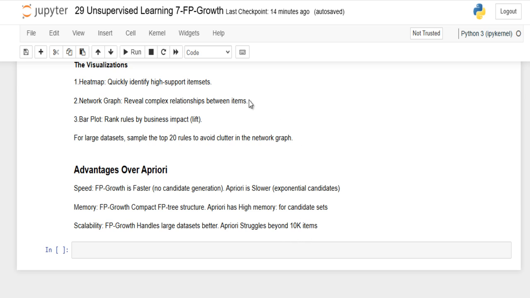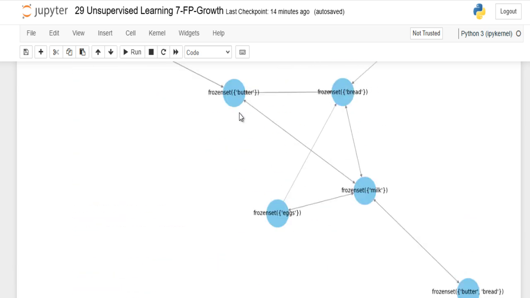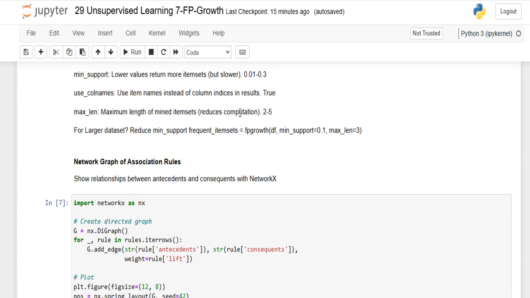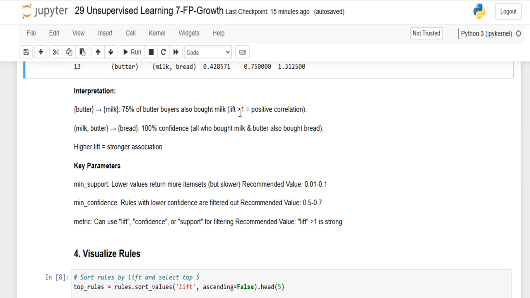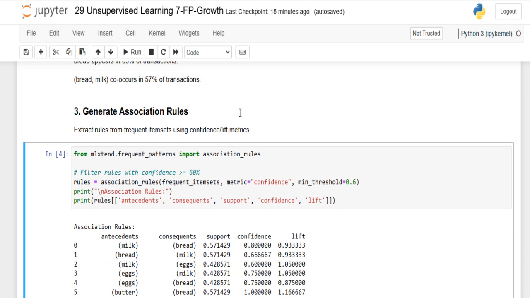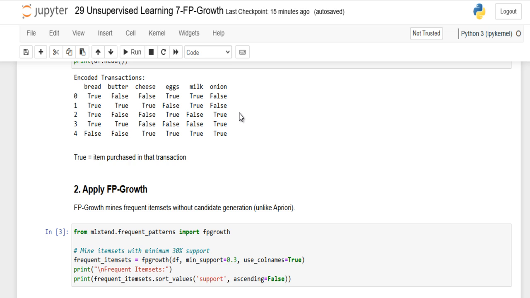So these are basically what we need to learn about FP growth, the association-based algorithm, which you just saw now. We can continue from there next time.